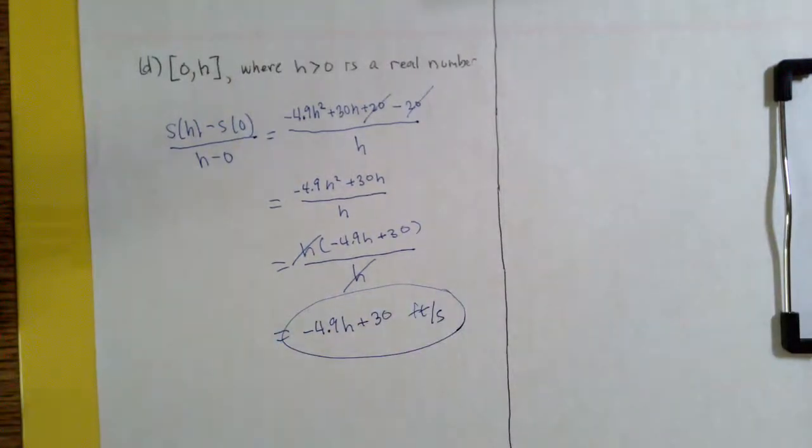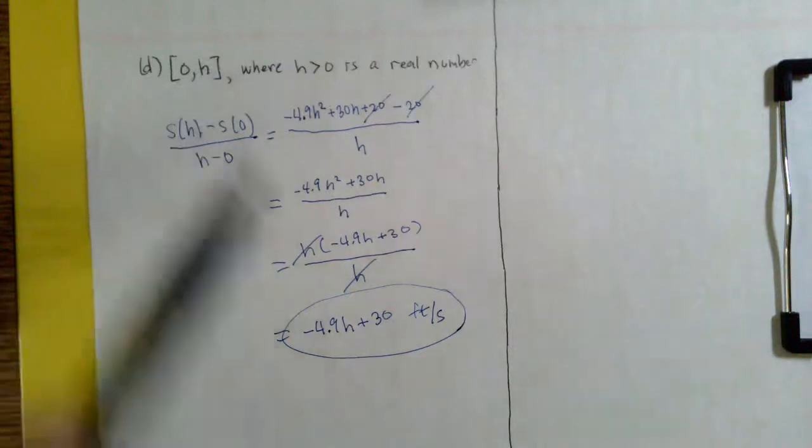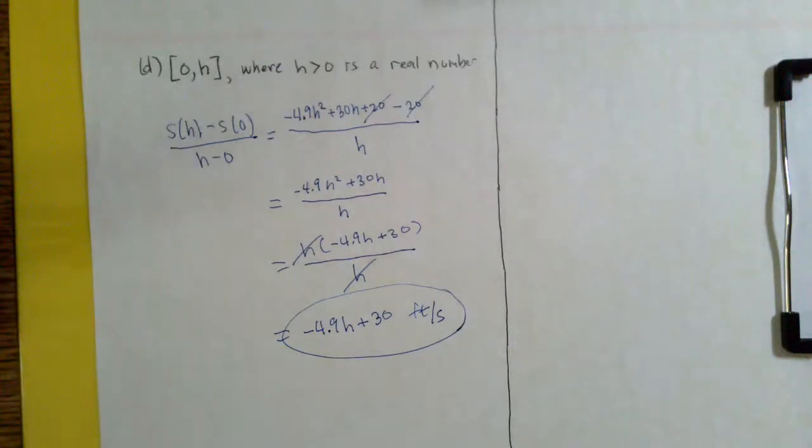One thing that you might do is take a look back at our previous answers, and you'll see that the answer we get here is consistent with those. That is, if we plugged in the right-hand endpoint as h, we would get the numerical answers we got for parts A, B, and C. So that's the end of this particular example.